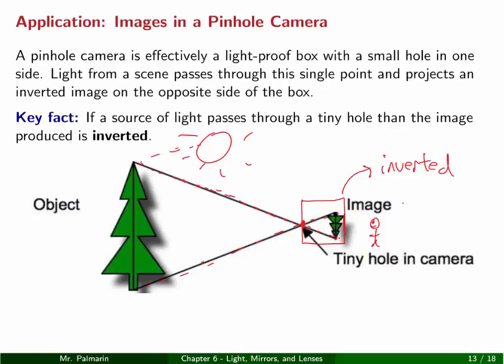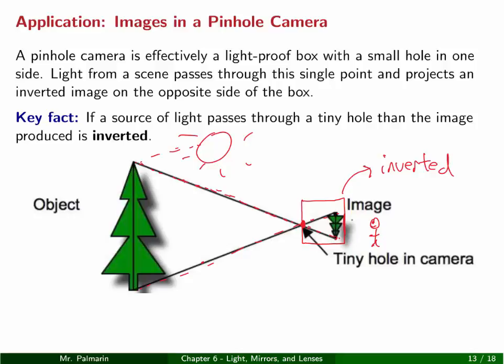Now your eye actually uses a lens, but the image on the back of your retina is also inverted, and your brain will flip this image. So that's kind of interesting. We'll get to that later. But pinhole cameras do not flip the image, obviously. So what you see is an inverted little tree.